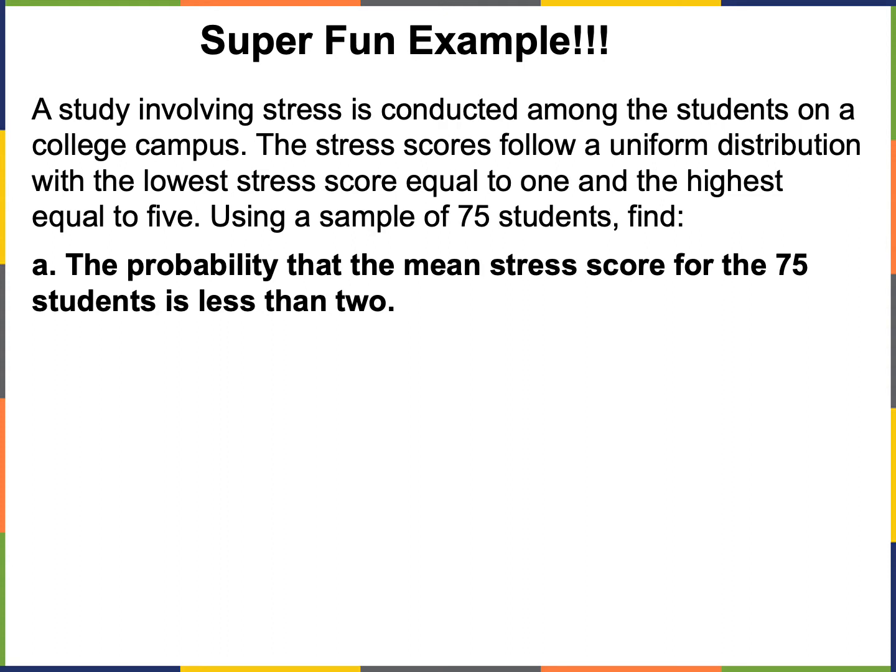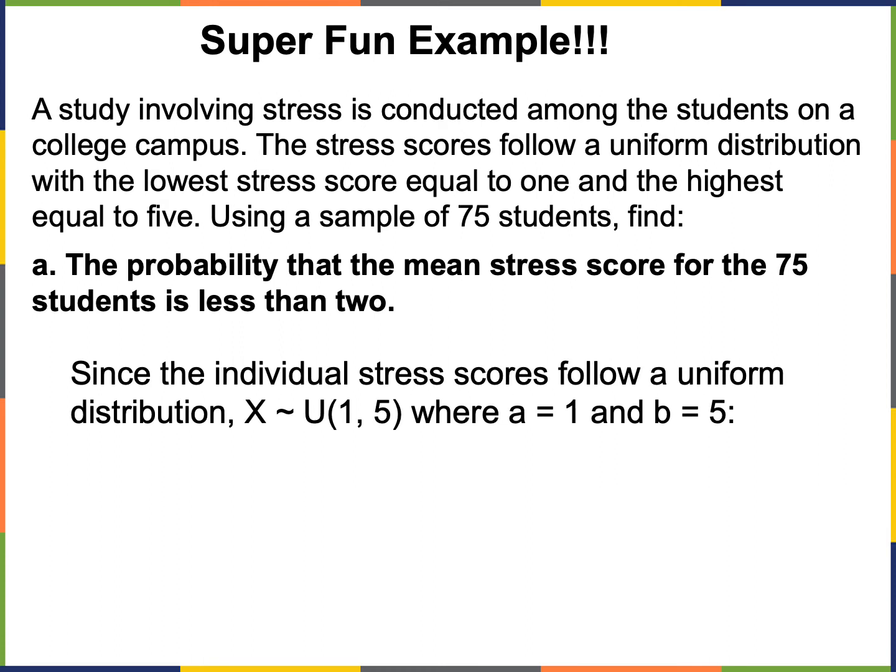So we know this is a uniform distribution, right? The original distribution is a uniform one, where the lowest value is 1 and the highest value is 5. So this is a, this is b, and this is n, right? We have 75 students. So a is 1 and b is 5. It's given to us that the distribution is uniform.